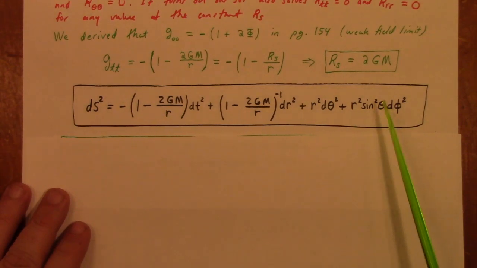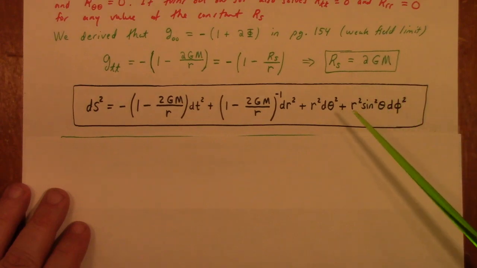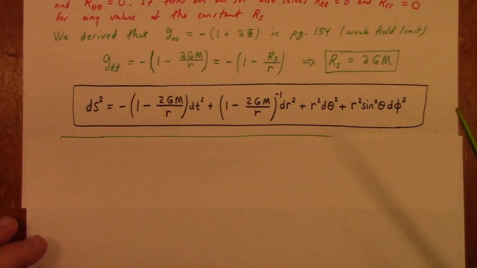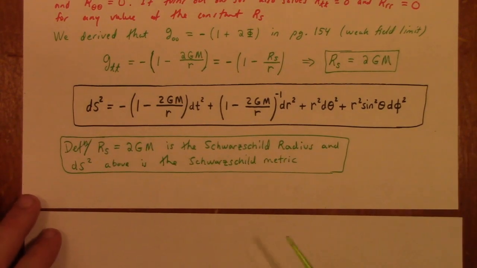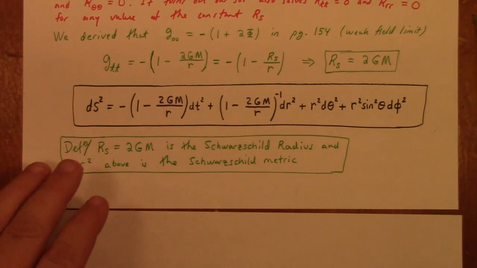But the question is, and maybe this is a hard thing to understand, whether or not that's just an artifact of how we're approaching the problem right now, or a genuine feature of the geometry here. So let's start to get into that. But first, a definition: Rs equal to 2Gm is the Schwarzschild radius, and ds squared above is the Schwarzschild metric.